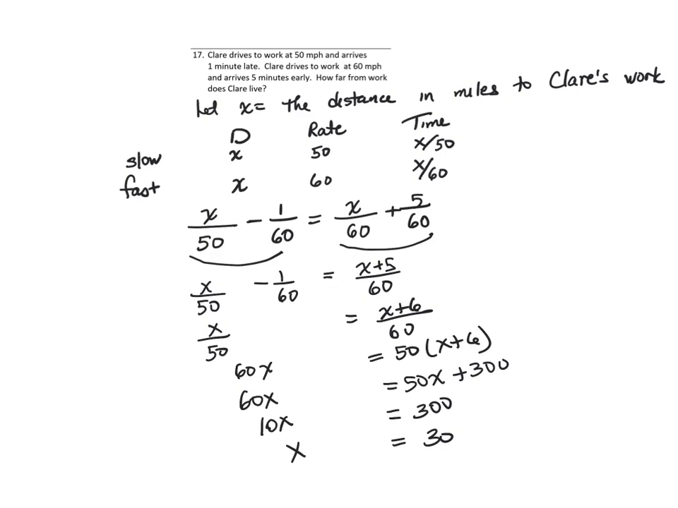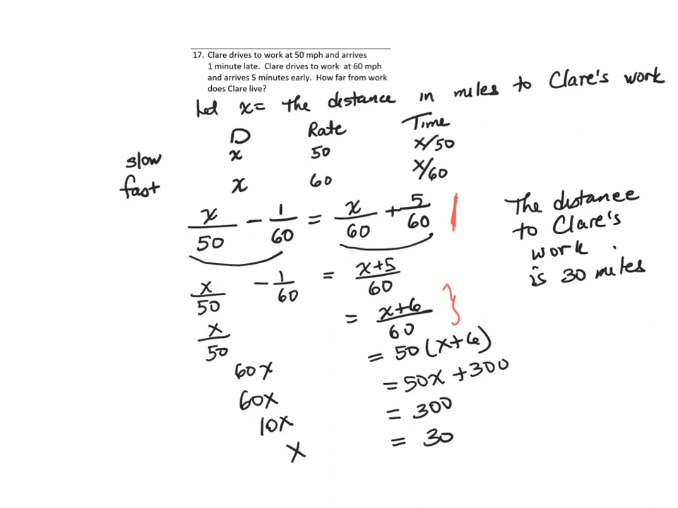We could combine the fractions on this side because they're both over 60 and get x plus 5 over 60. And if we add 1 over 60 to the right side, we get x plus 6 over 60. We can cross multiply and solve, and our answer is that x is 30. So the distance to Claire's work is 30 miles.